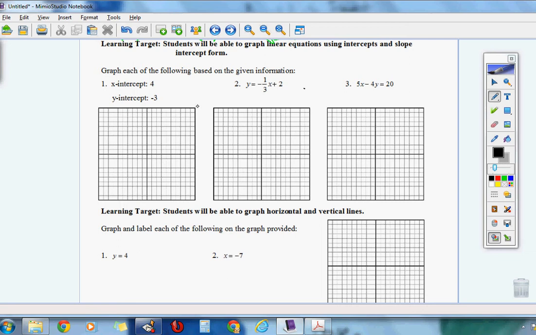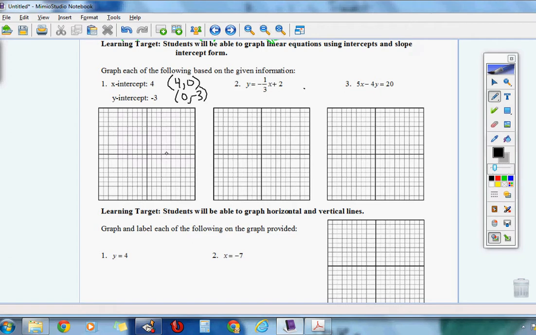This next learning target is about graphing linear equations, and it all depends on the data that you have. I'll try my best to graph them, but it's kind of hard on this tool that I'm using. So x-intercept of 4, we know that would be the ordered pair (4, 0), and the y-intercept would be (0, -3). Hey, it's a line.